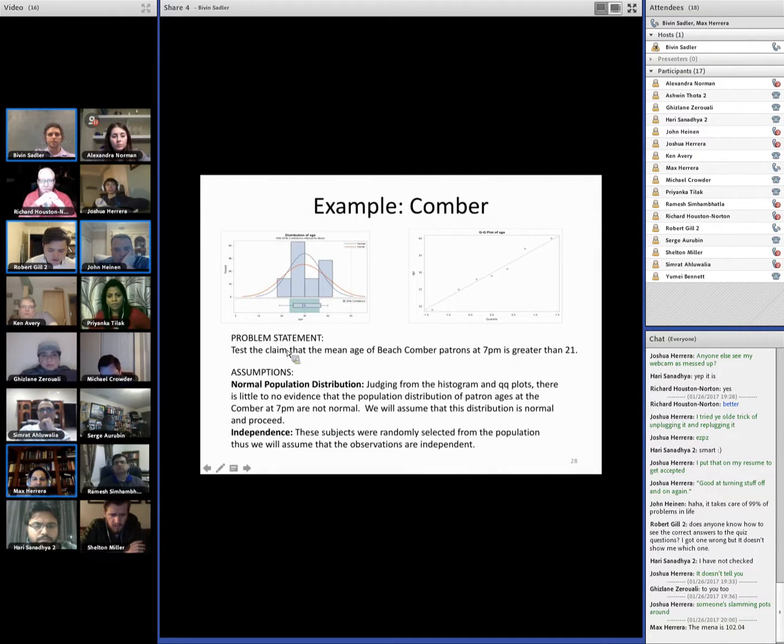So, problem statement. Test the claim that the mean age of beachcomber patrons at 7 p.m. is greater than 21. Okay, I know what I'm doing now. Now let's state the assumptions. I went and took a sample. Given what we showed before, it's a very small sample size, right? The sample size is 7.